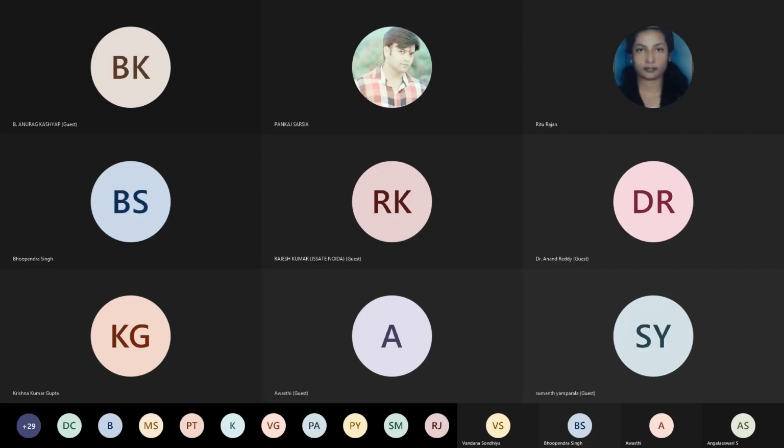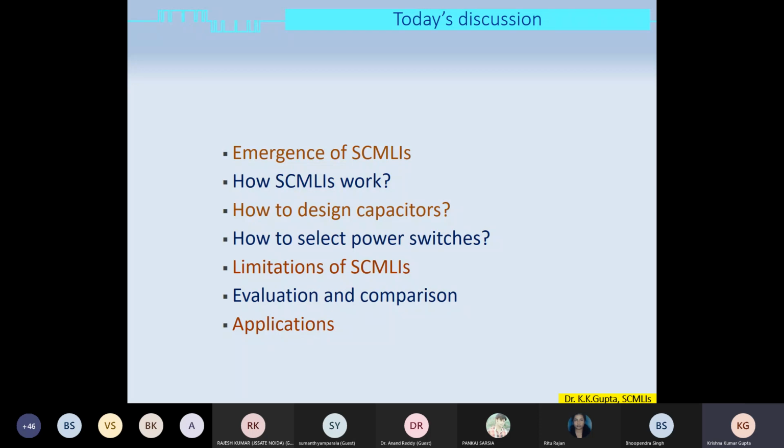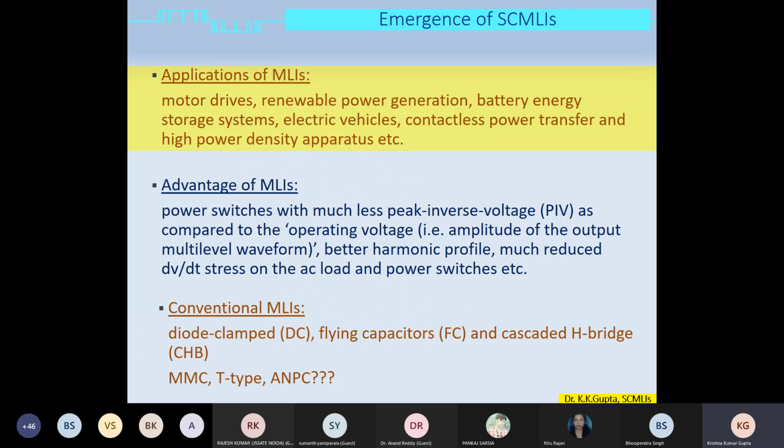...of the boost converter is reduced, or at times the need for the boost converter is eliminated altogether, right? So I'll be taking up the fundamental working of this kind of converter, but in general, multi-level inverters are being commercialized and employed in a number of applications, basically motor drive applications, renewable energy applications, battery energy storage systems, and now electric vehicle traction systems as well as charging systems. In both, multi-level inverters are being used.